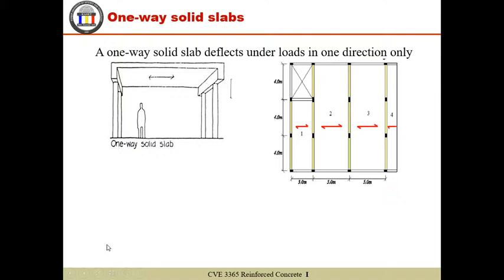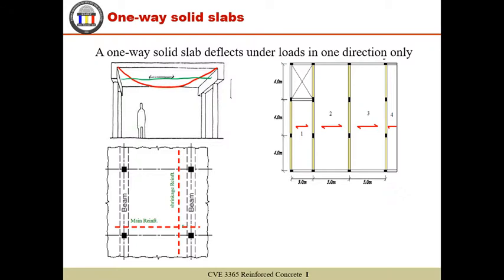So let me ask you another question. When you say the deflection is in the short direction, that means the main reinforcement also should be put in the short direction. The green one is the reinforcement. So let me show you this in plan. So you can see, this is the main reinforcement. The main reinforcement is in the short direction. However, the reinforcement in the other direction, in the long direction, is called secondary reinforcement, or sometimes it is called shrinkage reinforcement.